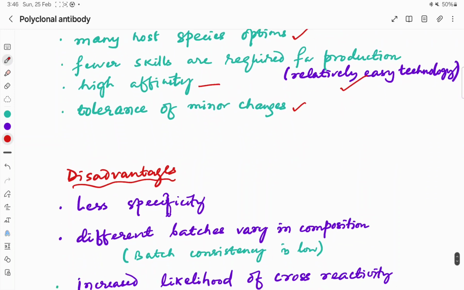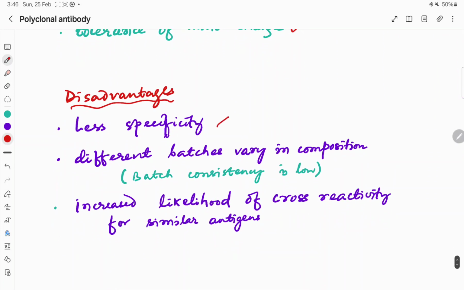The disadvantages are that it is less specific, and batch consistency is low because lot to lot variability will be there. Different batches vary in composition. Suppose today we have produced a batch, and the next batch we produce 3 days after will have a different composition. We cannot get the same composition every time with polyclonal antibody, but in monoclonal antibody you can. Another disadvantage is increased likelihood of cross reactivity for similar antigens, which I have already discussed.